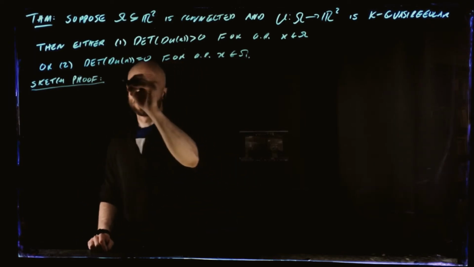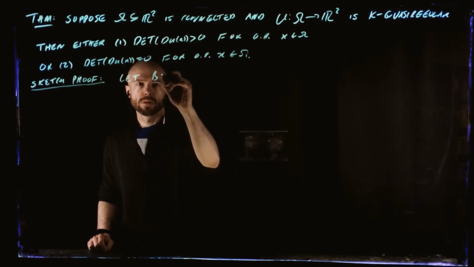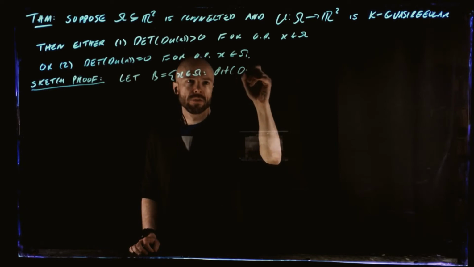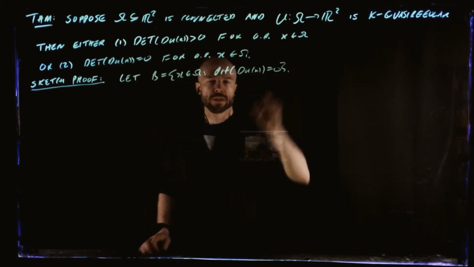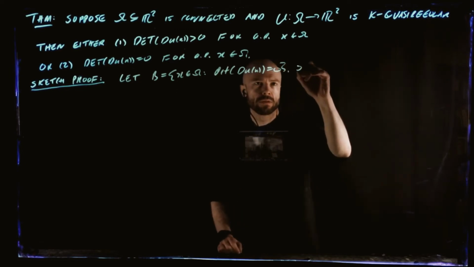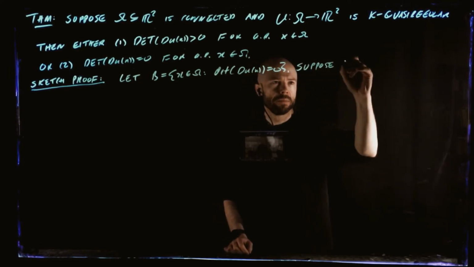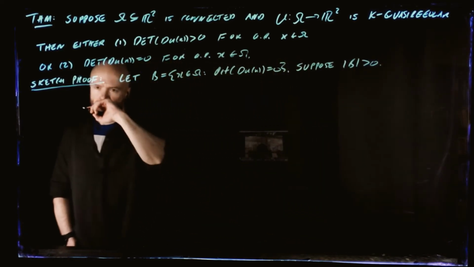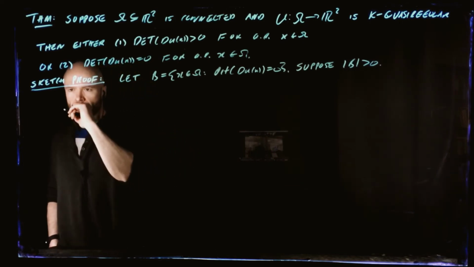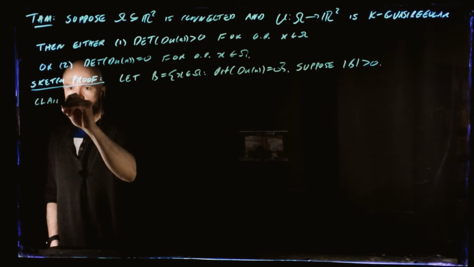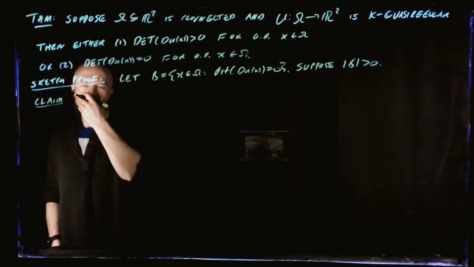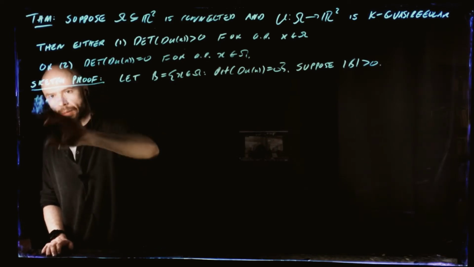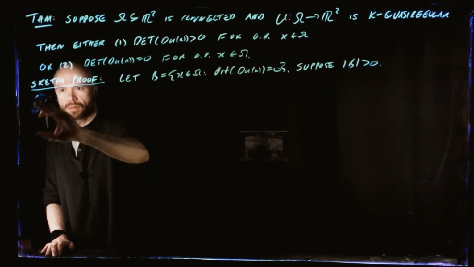So, let B be the set of x belonging to omega such that the determinant of Du(x) is equal to 0. Suppose the measure of B is bigger than 0. Okay, so I have a couple of claims. First claim, well, okay, before I do this, let me set up the machinery. So we're going to use the Stoilow decomposition.